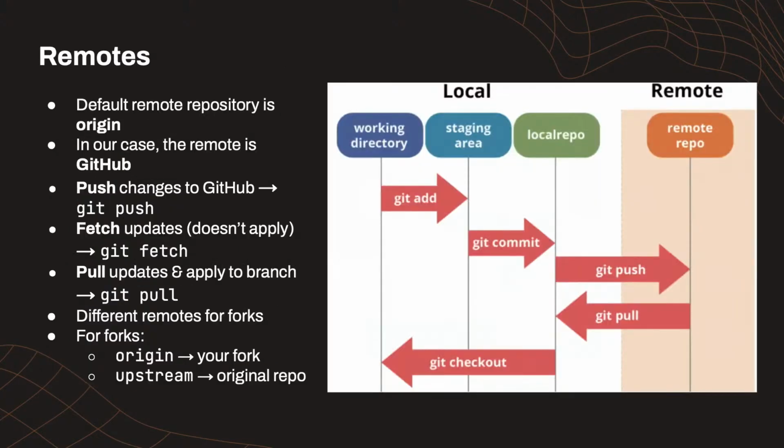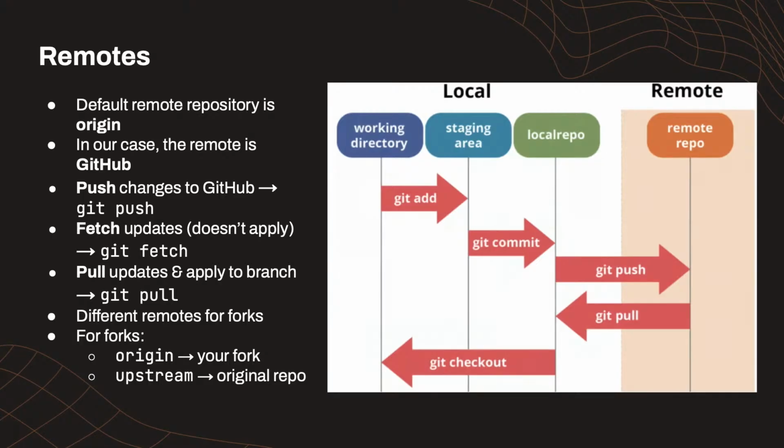Now, remotes is like the last part of the Git lifecycle. So the default remote repository is origin, and in our case, the remote is GitHub. So basically, once you git add all the changes and then commit those changes, you want to push those changes to GitHub. You can do so with the git push command.